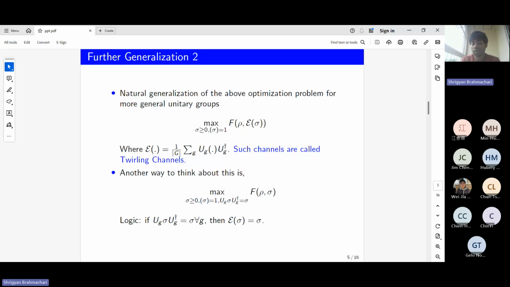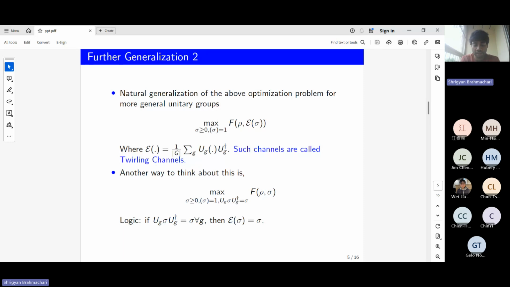Another equivalent form of this problem is, let's say you have been given some unitary group and you're given some state rho, and you want to find symmetric states. By symmetric states, I mean sigmas that commute with U_G. For a given rho, you want to find the symmetric sigma that is closest to rho in terms of fidelity. I'm not going to actually explain why this is true, but it's a simple exercise. If you put some thought into it, it'll be clear. I'll give a few hints.